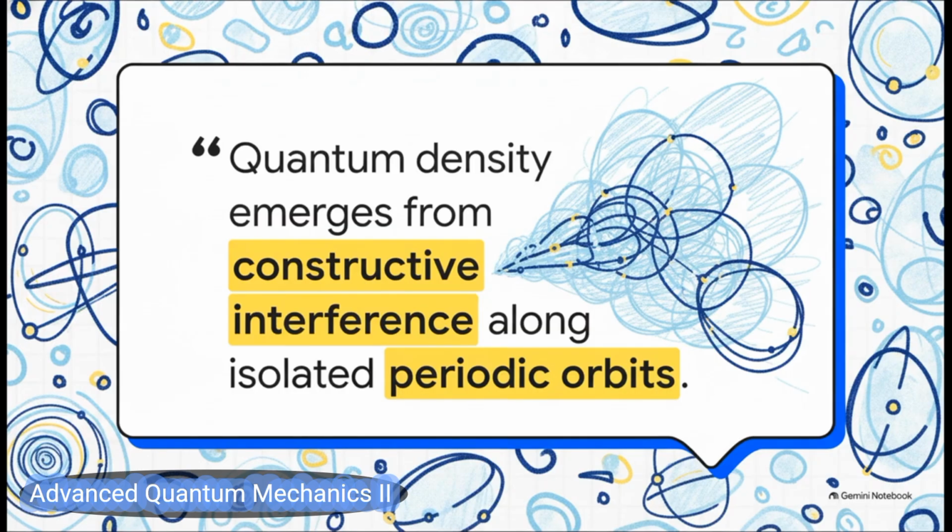Martin Gutzwiller proved something just incredible. Quantum spectral densities actually emerge from the constructive interference happening along highly unstable classical orbits. Basically, even in a system that is classically chaotic, the quantum waves overlapping along those wild paths create measurable, distinct quantum states. It's a stunning, beautiful connection between chaos and order.